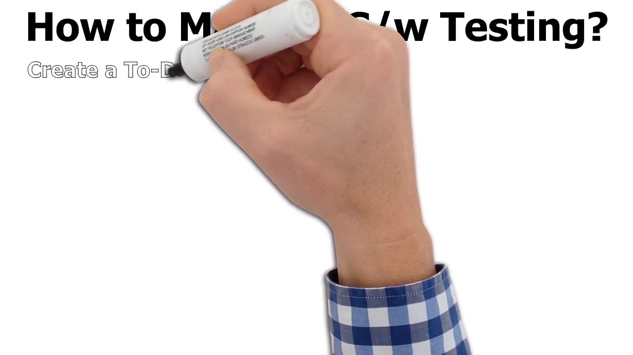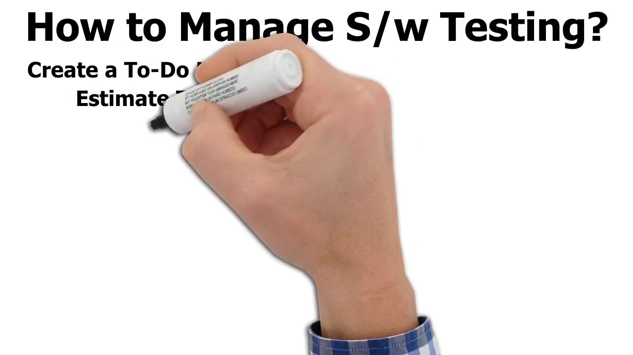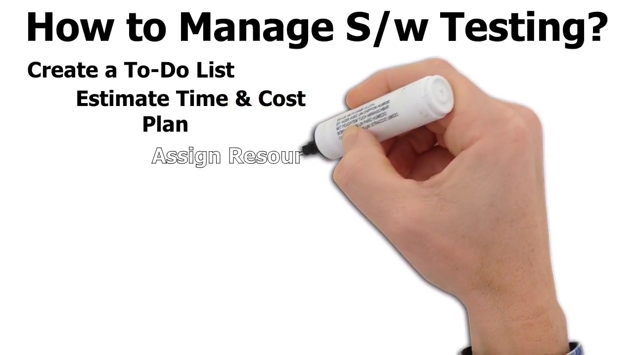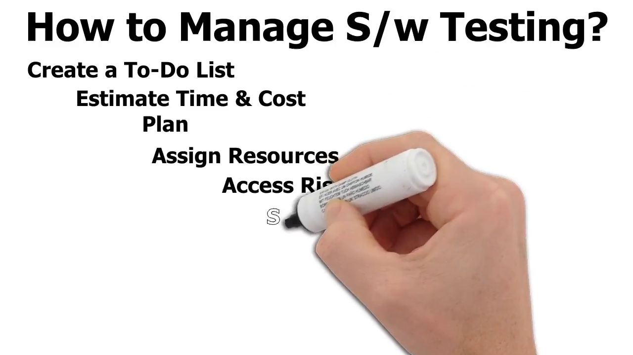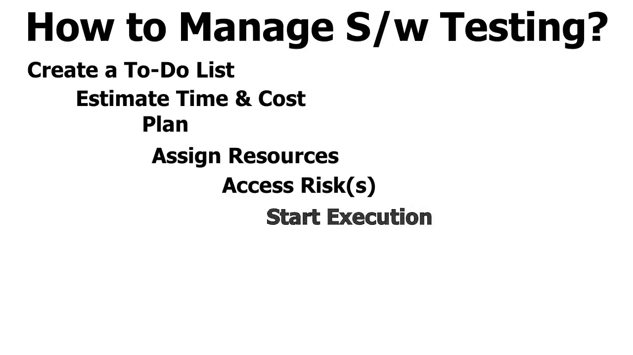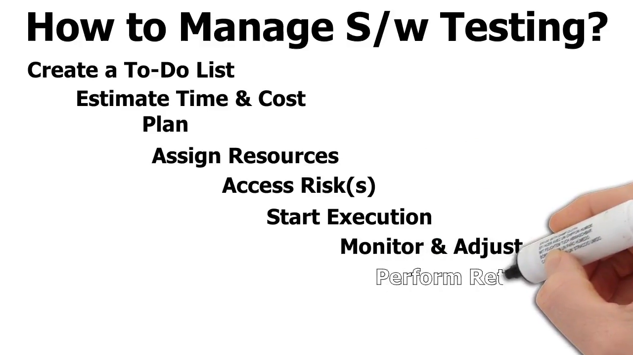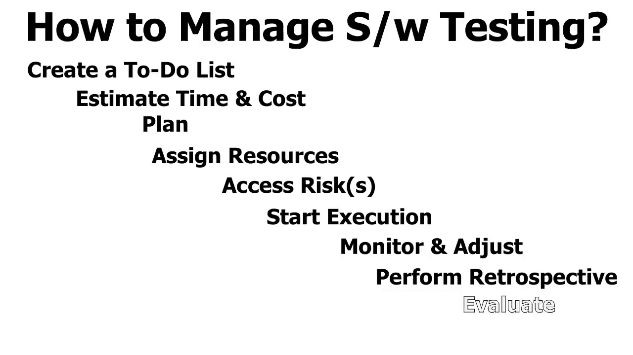Now, let's see how to manage software testing. Create a to-do list. Figure out what all items you have to do, what your deliverables are, and what you need to do in order to ensure your delivery. Estimate the time and cost, plan your resources, assign resources, assess the risk, think about the risk, man and material risk, timeline risk, start execution, monitor and adjust your execution and timelines, perform a retrospective to see where you did wrong and where you can improve, and finally evaluate. So in this way you can manage software testing.